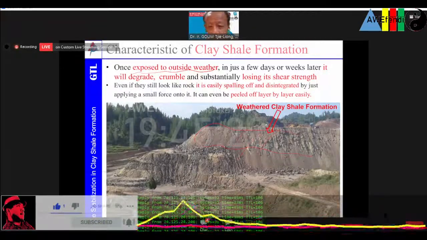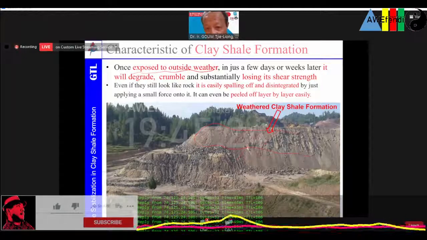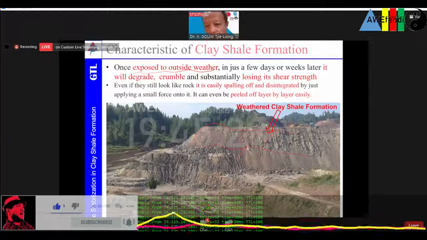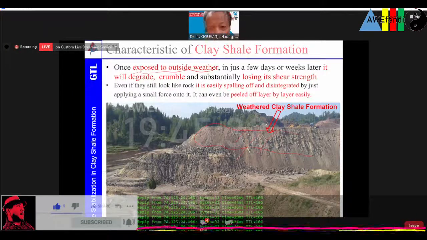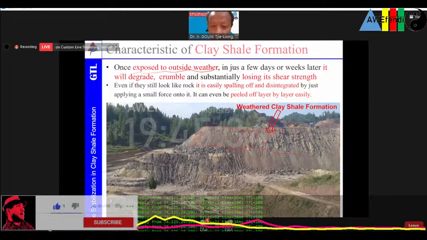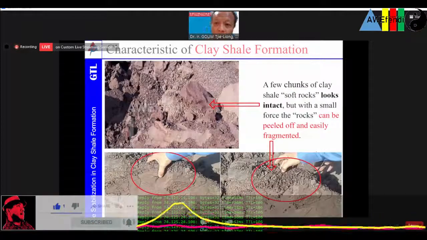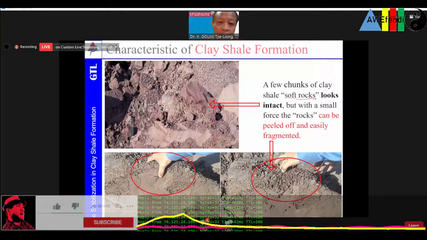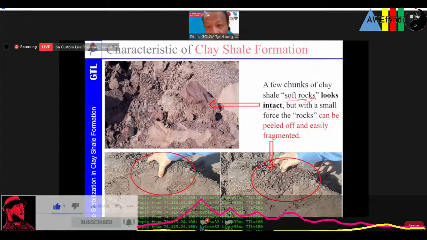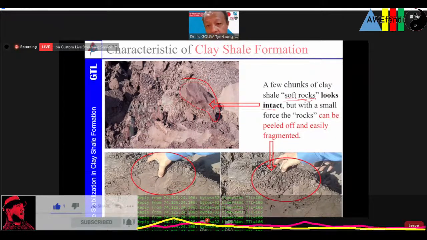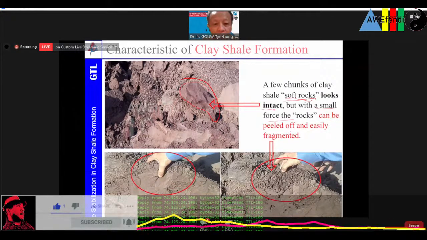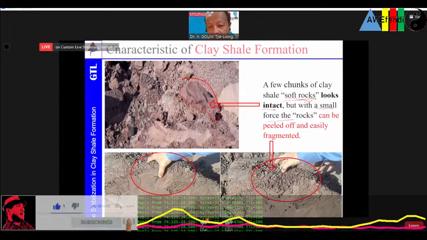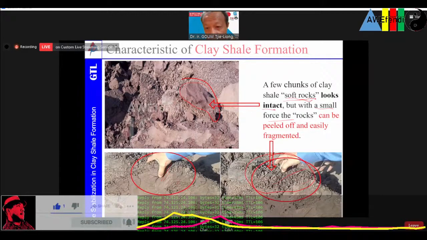I have some video to show later, and you can see how easily we peel off this material that looks like rock. That's a weathered clay shale formation. These are a few chunks of clay, soft rocks, that look intact. But with just a small force, the rock can be peeled off. This is my hand, I can peel it off. You can see over here, it's crumbled layer by layer.